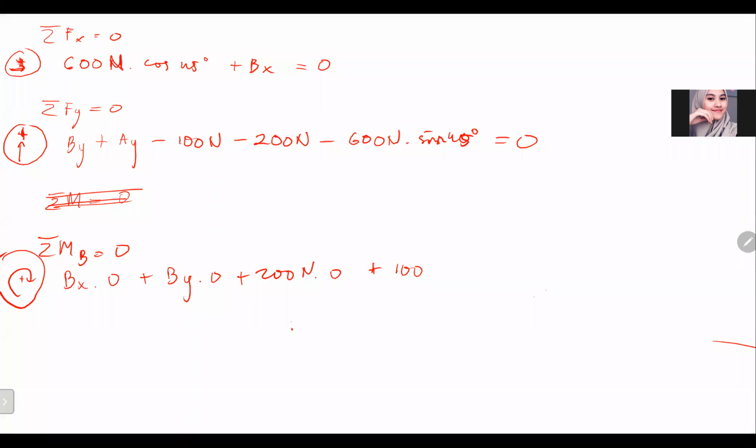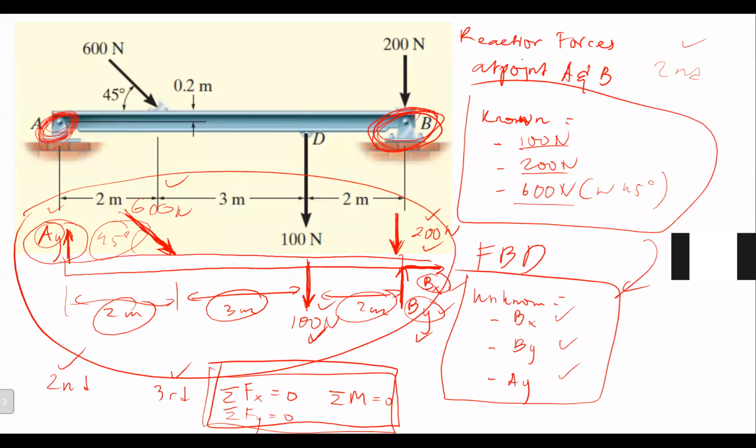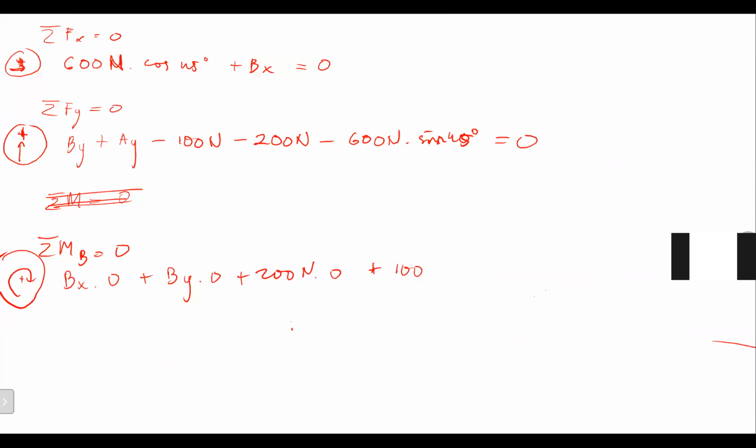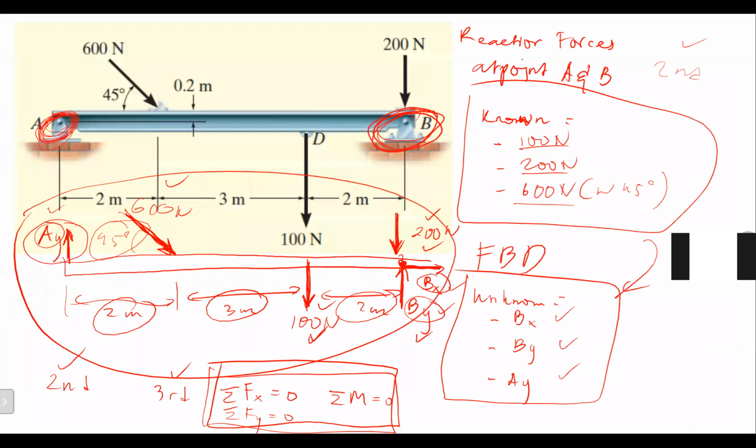But remember, is it clockwise or anti-clockwise? Anti-clockwise. Yes, the center of rotation is B, so anti-clockwise. So positive or negative? Negative. Negative 100 Newton multiplied by 2 meters. Now the next one. What else is there? How about Ay? Will it give an effect to point B as well? Yes, sir.